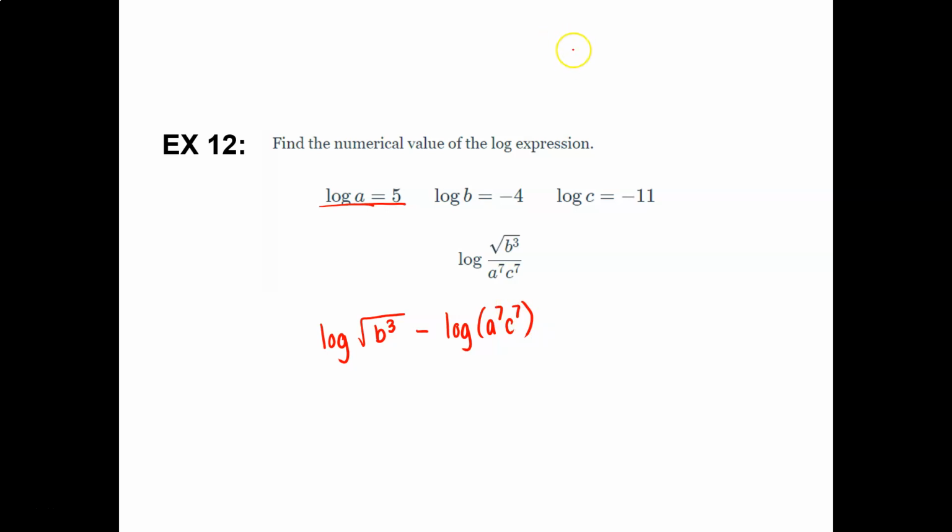Now, that square root stuff, we really should have done that as warm up. This is the square root of B to the 3rd. Square root of B to the 3rd can be written as B to the 3/2 power. So if you have a root, you're going to have to write it as a fractional exponent. So we could write that as log of b to the 3/2 power. And then we need some parentheses here. We'll have log a to the 7th minus log c to the 7th. I'm sorry, not minus, plus.